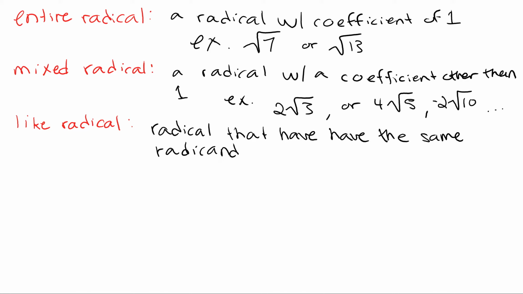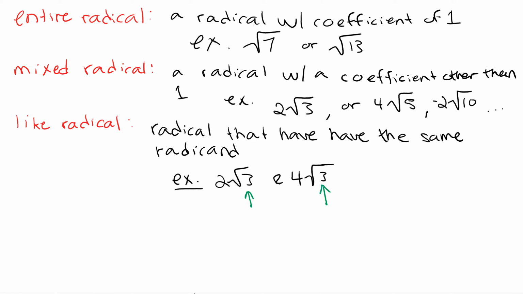So an example of like radicals would be something like 2 root 3 and 4 root 3. So what's inside underneath the radical sign, or what we just defined as the radicand, is the same. Both, it's 2 times root 3 and 4 times root 3, but root 3 is the radicand and it's the same, so they are like radicals. Pretty straightforward.